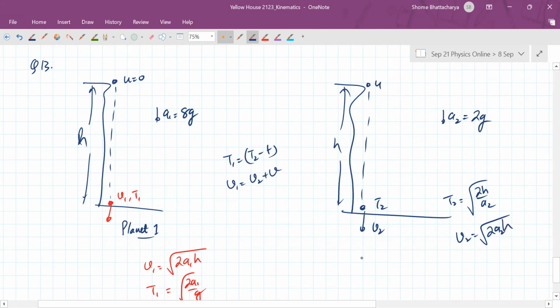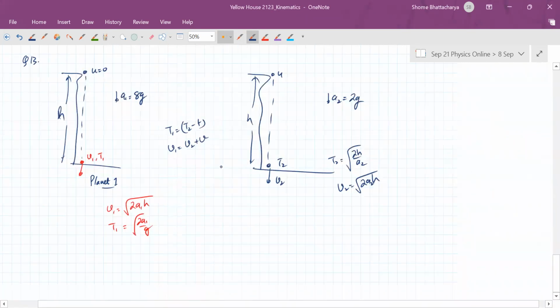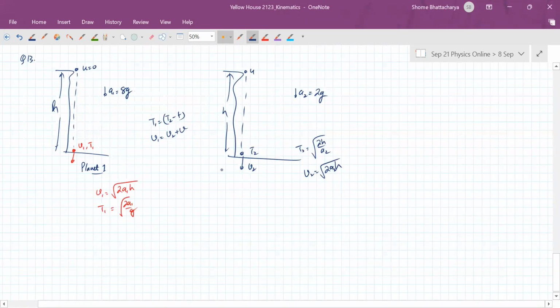Sir, t1 should be root of 2h by a1, right? Yes, 2h by a1. This is 2h by a1.